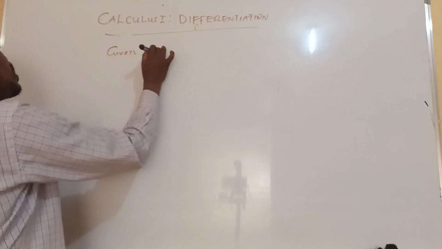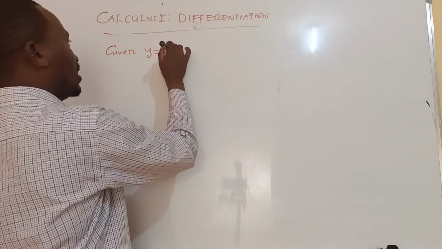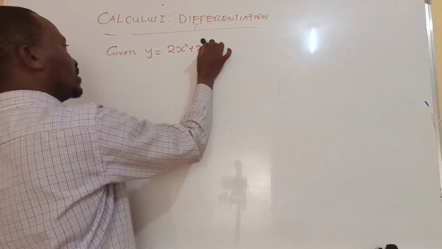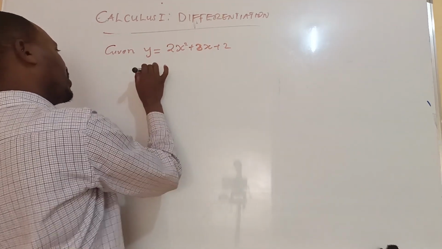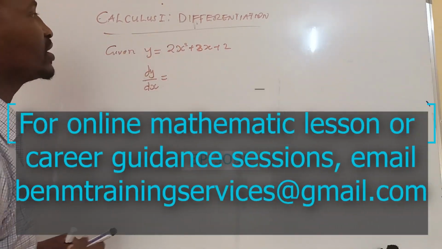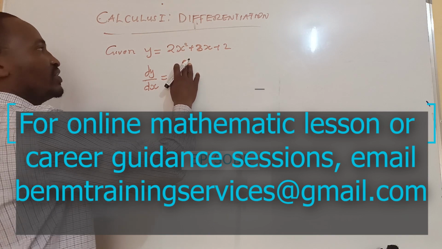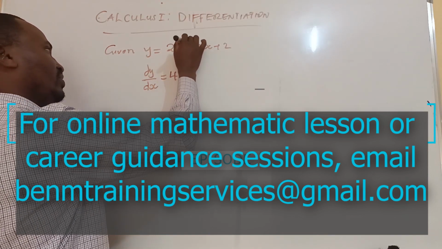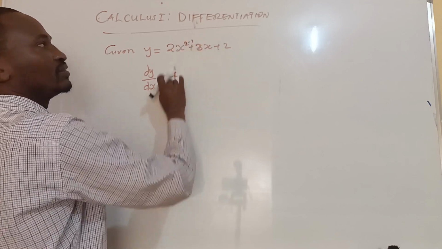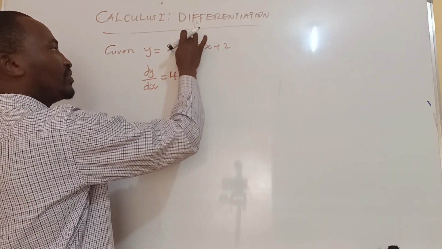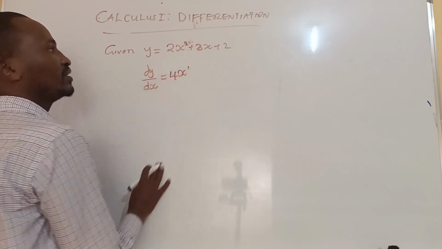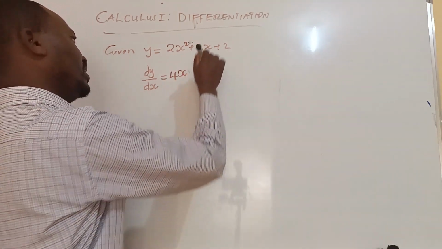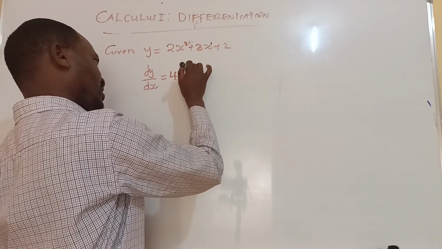For example, if you are told y is equal to 2x squared plus 3x plus 2, find dy/dx. When you're differentiating this, you say 2 times 2 is 4. Take the old power, which is 2, subtract 1. So the new power will be x to the power 1, which you simply call x. Here it is power 1 times 3 is 3.